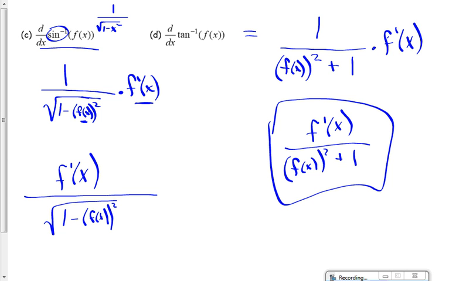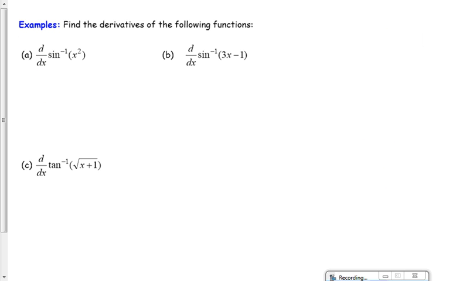Should we actually do a couple examples now? Ready? All right. I'll show you the first one. I'll have you try the second and the third. Let's start with A. We want the derivative of sine inverse of x squared.